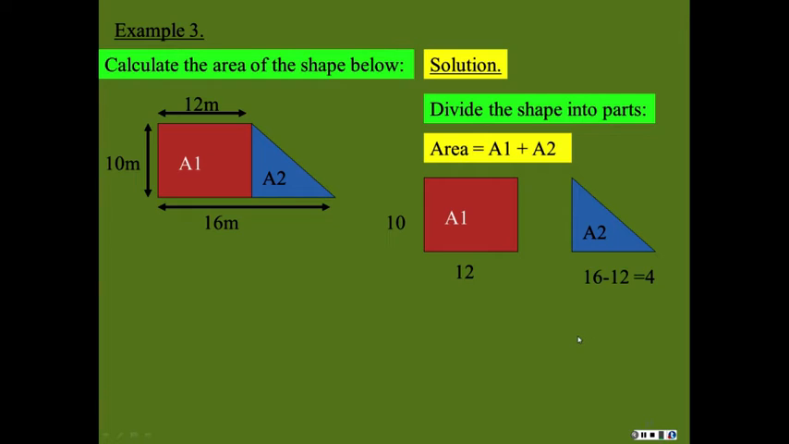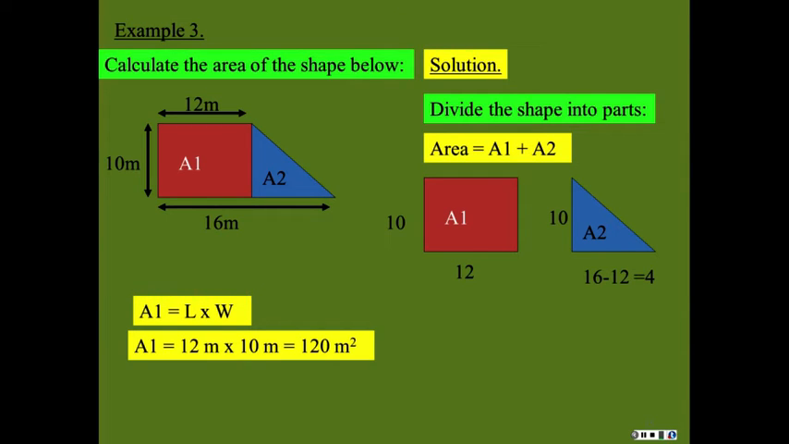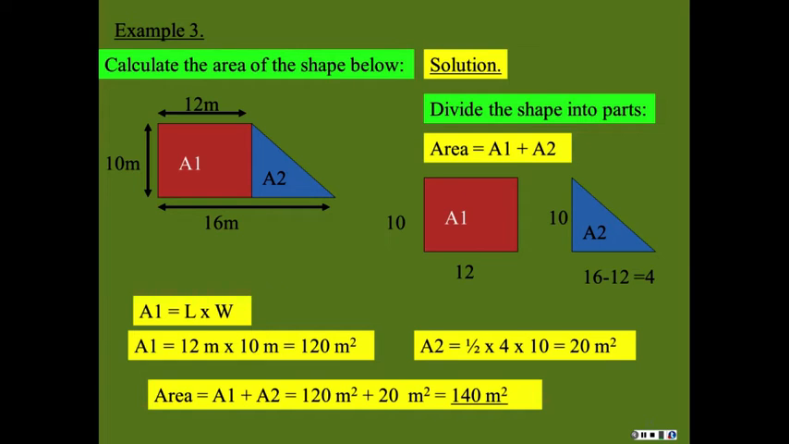Let me plug these numbers in here so you guys can see where we got the numbers from. Now I need to calculate the area of area 1 and the area of area 2. So area 1 is going to be 12 times 10, which is 120 meters squared. And area 2 is going to be 4 times 10 divided by 2, which is 20 meters squared. So what's my total area? 140 meters squared. Any questions about how we broke up this shape into a rectangle and a triangle?